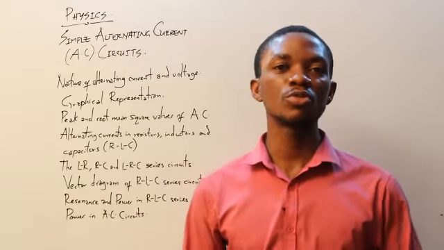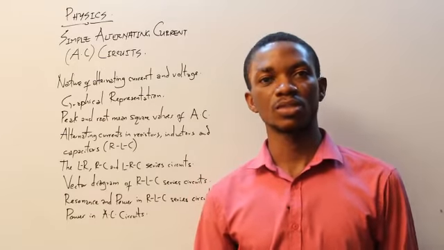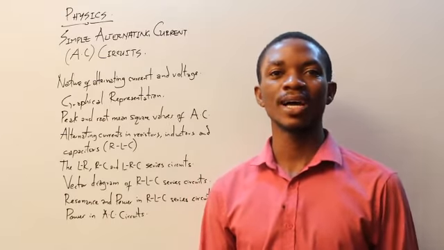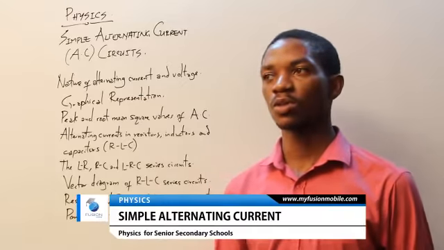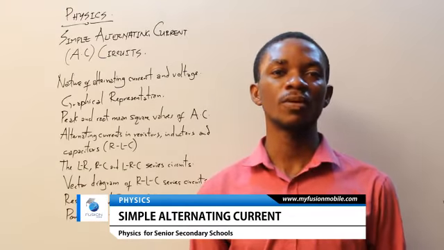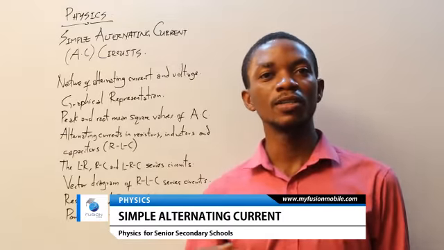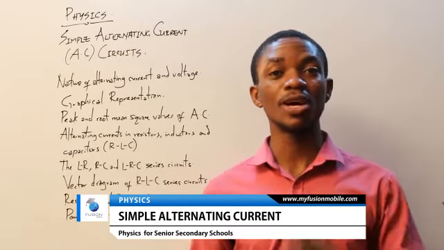The current fluctuates between 0 and the maximum. Also, sometimes it fluctuates between the lower limit and the upper limit. That is, it may not be 0 and the maximum, it may be the maximum negative value and the maximum positive value.